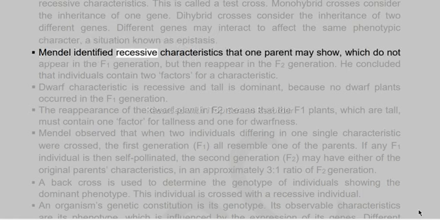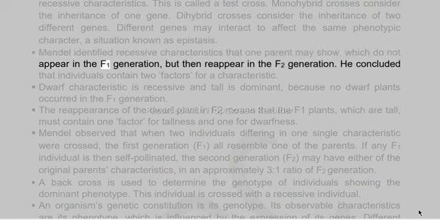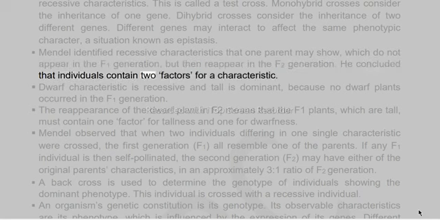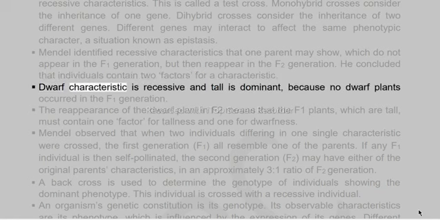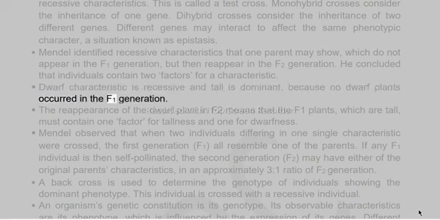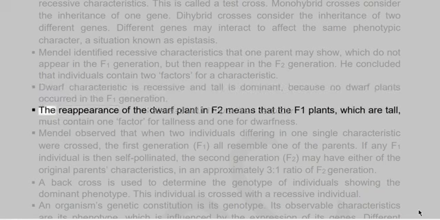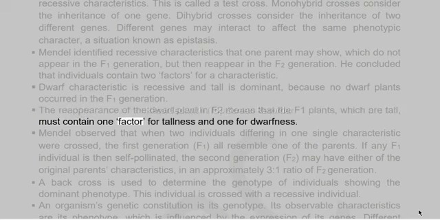Mendel identified recessive characteristics that one parent may show, which do not appear in the F1 generation, but then reappear in the F2 generation. He concluded that individuals contain 2 factors for a characteristic. The dwarf characteristic is recessive and tall is dominant, because no dwarf plants occurred in the F1 generation. The reappearance of the dwarf plant in F2 means that the F1 plants, which are tall, must contain 1 factor for tallness and 1 for dwarfness.